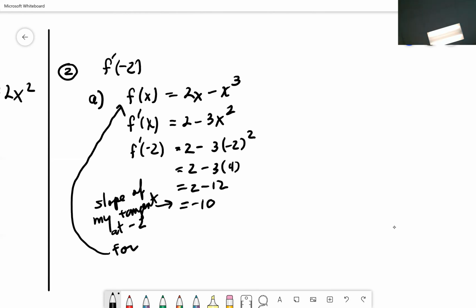Similarly, for problem number 2, you would do that for B, C, D, E, and F. You get the original function, find the function for its derivative, and then you substitute -2 into it, and you're done. Again, what you find there is the slope of the tangent line. This here is the function that describes the slope of the tangent line for all x coordinates for the original function of 2x minus x to the third. That's what that is. Okay.